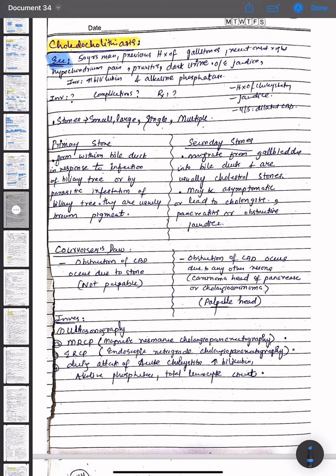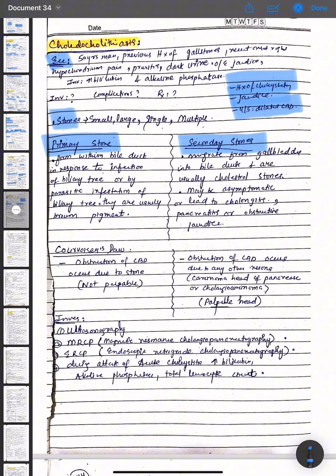History of cholecystectomy, jaundice, and ultrasound showing a dilated common bile duct are the diagnostic points for choledocholithiasis. Stones may be small, large, single, or multiple. Primary stones form within the bile duct in response to infection of the biliary tree or parasitic infestation of the biliary tree. They are usually brown pigment stones. Secondary stones migrate from the gallbladder into the bile duct and are usually cholesterol stones.